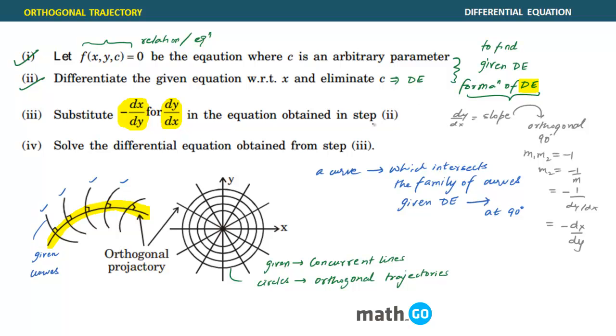So here this becomes a DE. Now this step becomes finding the solution of the DE. So this orthogonal concept involves both processes, formation of the DE and solution of the DE. You will do the formation of the DE for the given constraint, and then find the solution of the DE for the orthogonal trajectory. This is the concept.